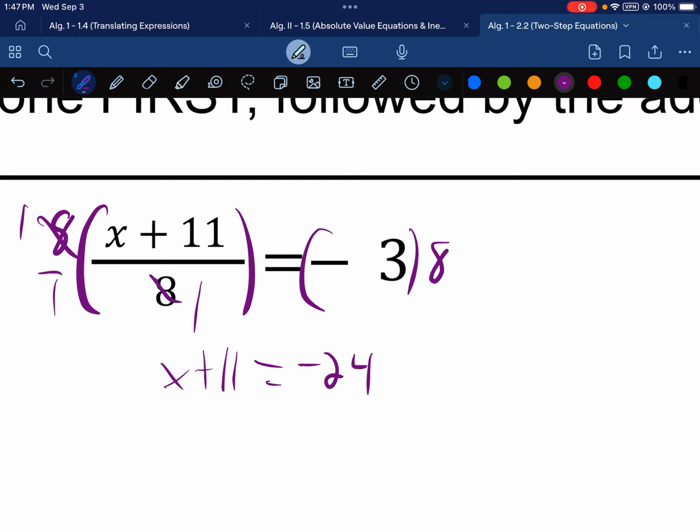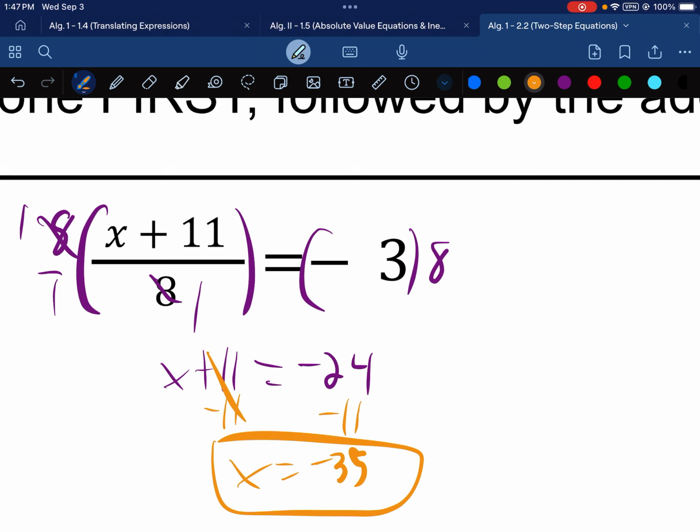So you get x plus 11 equals negative 24. Now we can finally subtract 11 because it's no longer part of our division, no longer part of the fraction. And we get x equals negative 35.